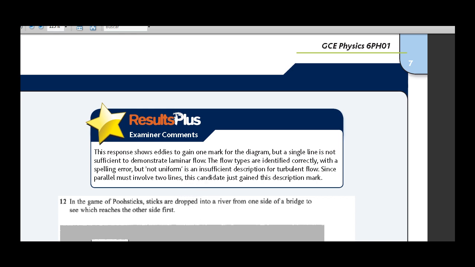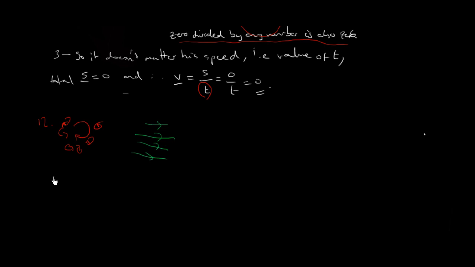Okay, so if we did the descriptions properly, we would have to say that in turbulent flow, you need to say that the velocities, or you can say it even more technically, the velocity vector of the water or of the fluid is changing at any point in the river, and is unpredictable.